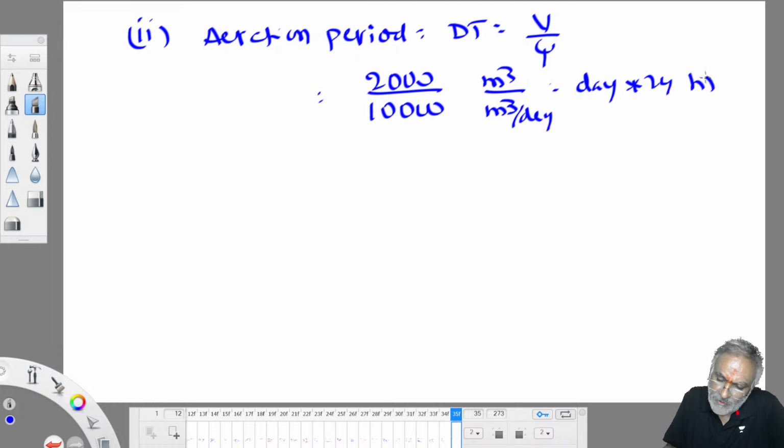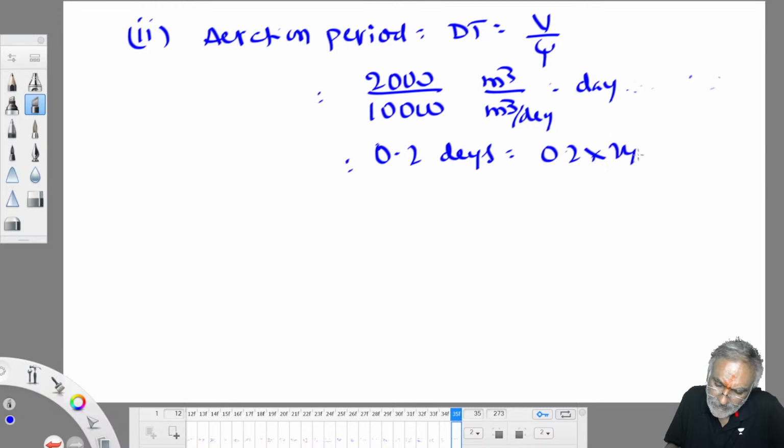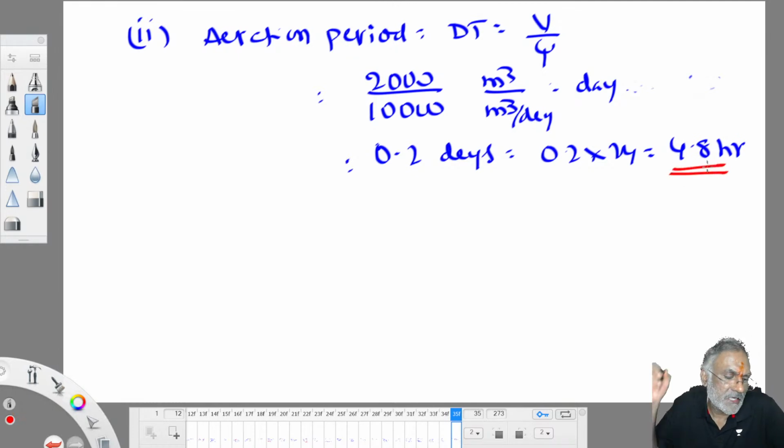Multiply with 24, we'll get answer in hours. So 2000 by 10,000 into 24. It is 0.2 days. If you multiply with 24, we will get hours. So 4.8 hours. That was the answer for second question.